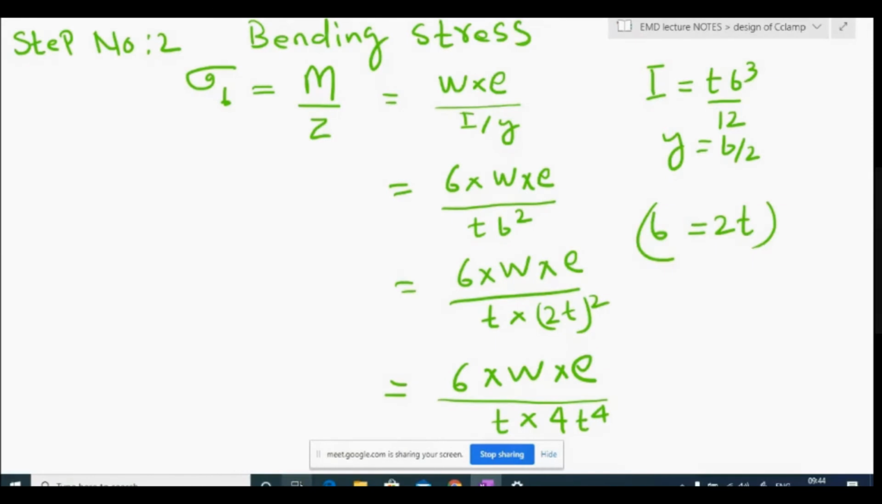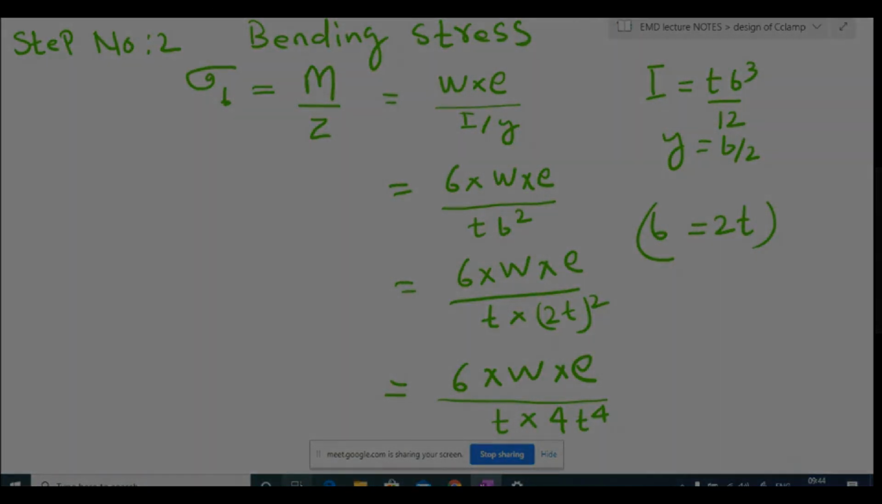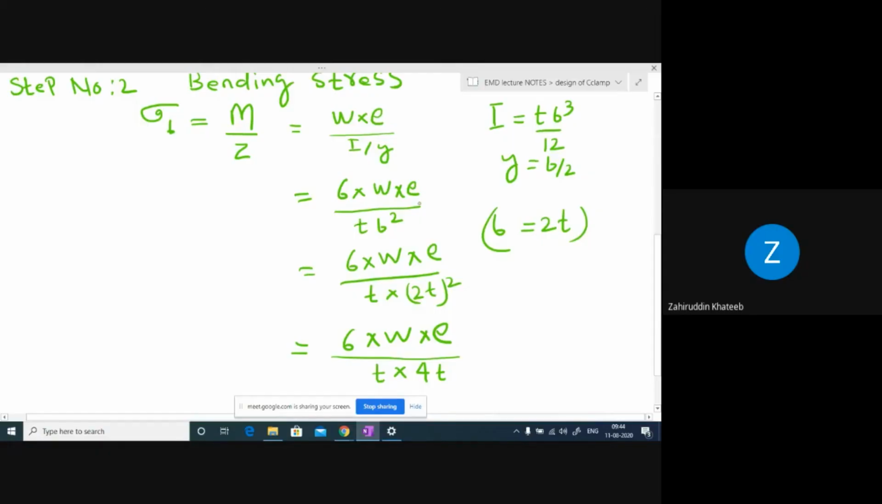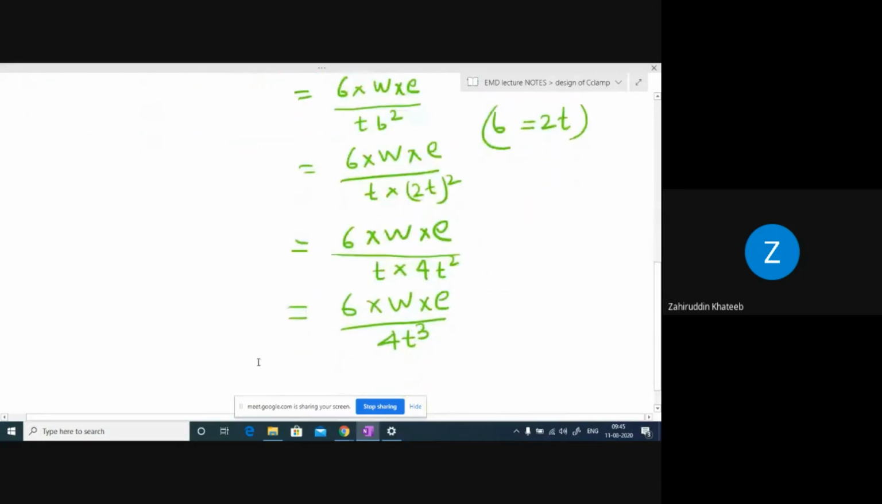Yes or no? No sir, not 4, it will be T cube, it will be T square. Very good, you all are attentive. Thank you sir. So it is 4T square. On simplification, it will be 6 multiplied by W multiplied by E upon 4T cube. You can cut the 3 or 2 here, but I'm keeping it for the simplification.